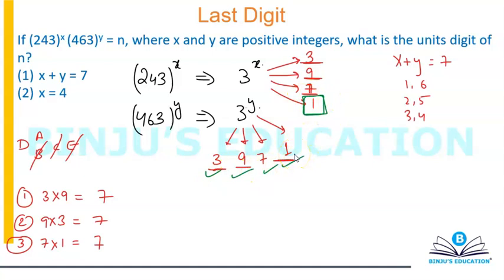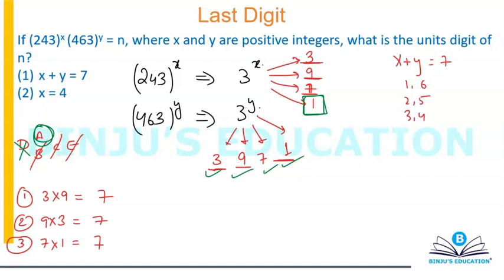In case of y, we still have 4 possibilities. So we can have 3, we can have 9, we can have 7, we can have 1. All of them are feasible. So second will not give me an answer, which means D is out, hence A is the correct answer. Again, going step by step, that's it.